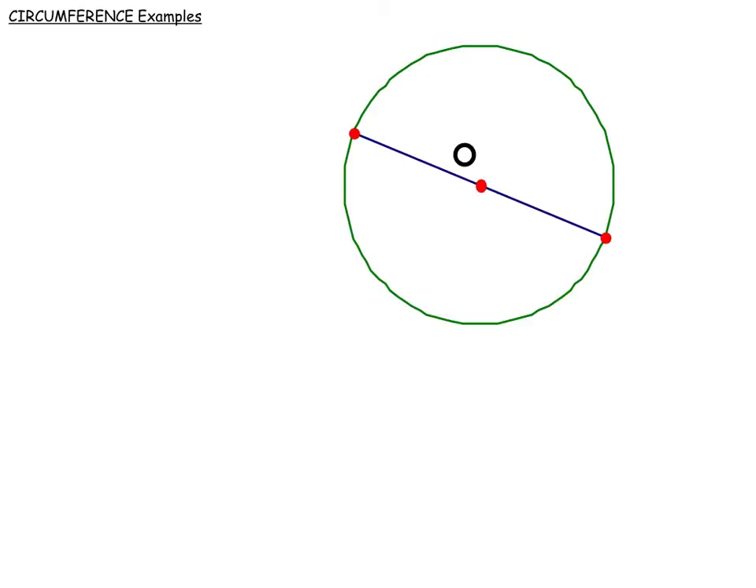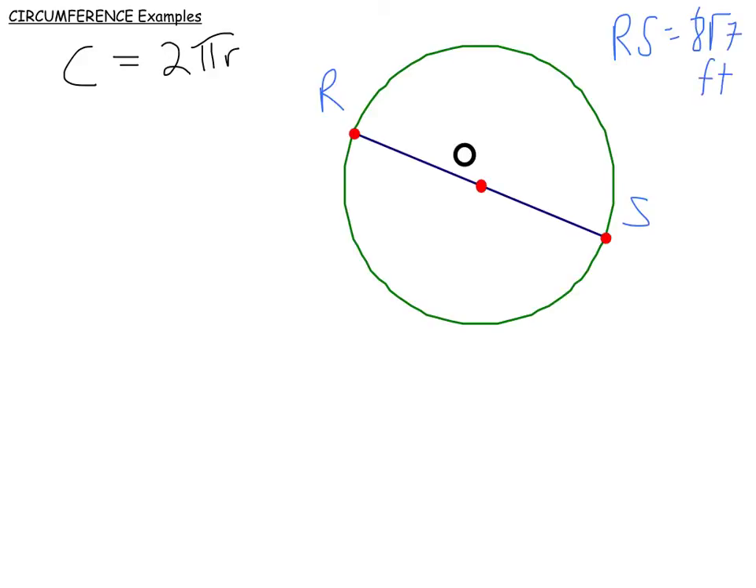Okay, so circumference, we remember that that's the perimeter, or the distance on the outside of the circle. Circumference is equal to 2 pi r. So again, let's say that the diameter, let's say that that's RS. Let's say that we're given RS is, I don't know, 8√7 feet.